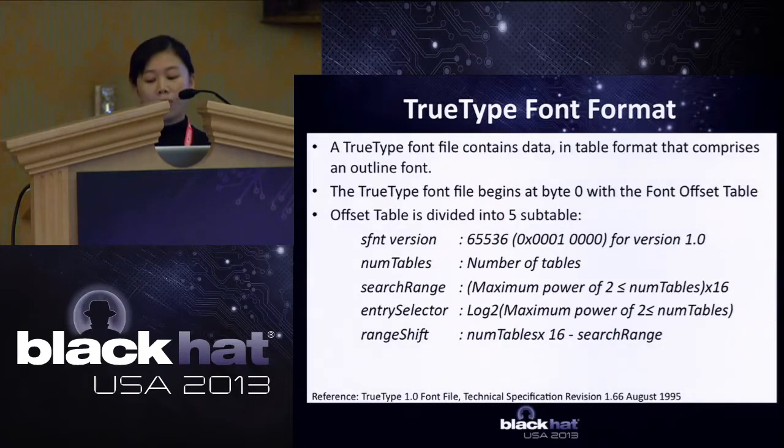Before we develop our own TrueType font binary template, there are many things we need to understand, especially the structures of TrueType fonts. First of all, the TrueType font begins at byte 0 with the font offset table. And this table is divided into 5 subtables that are SFNT version, number of tables, search range, entry selector, and range shift.